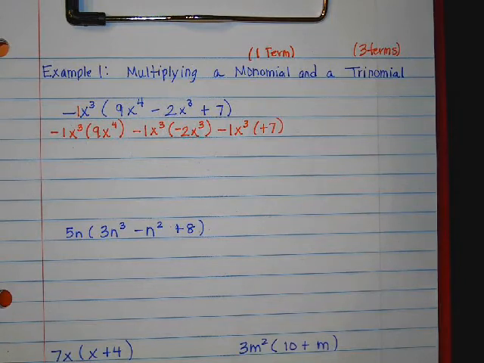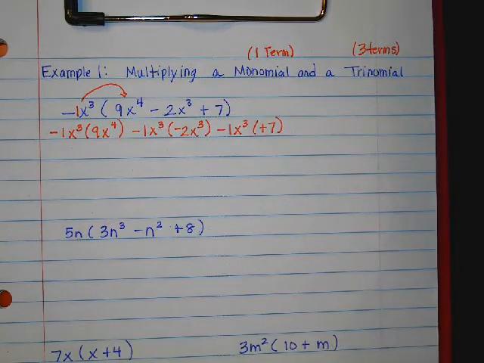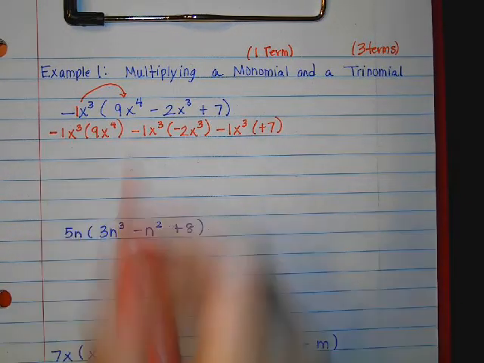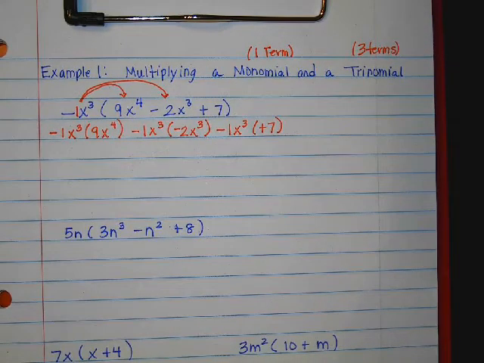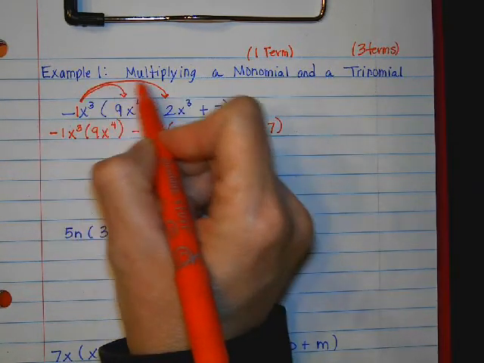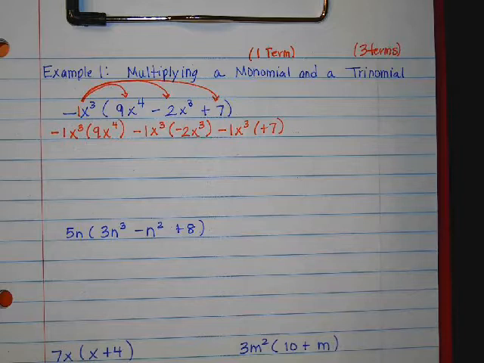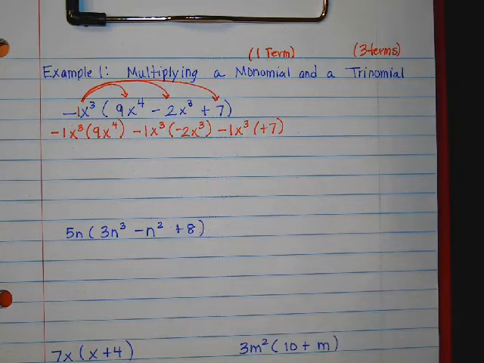All I have done is show you our distributive property, and I wrote them out. Negative 1x cubed times 9x to the fourth, that's what this represents right here. Then I did negative 1x cubed times negative 2x cubed by showing you this here. Then we'll do negative 1x cubed times positive 7, which I showed you right here. We multiply our coefficients first, then we do the variables.